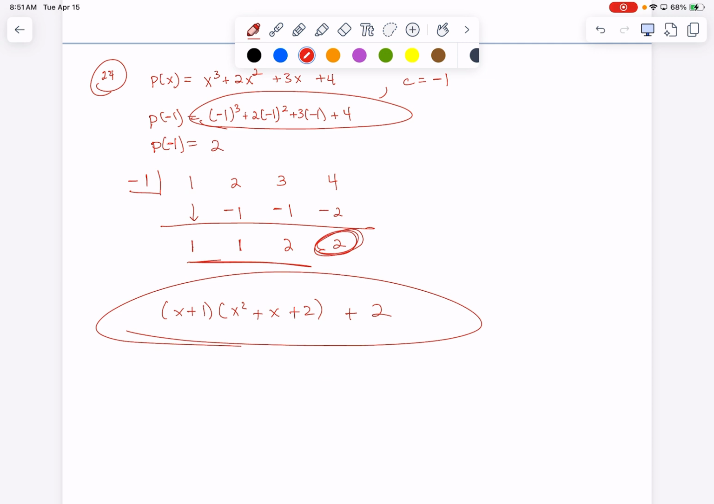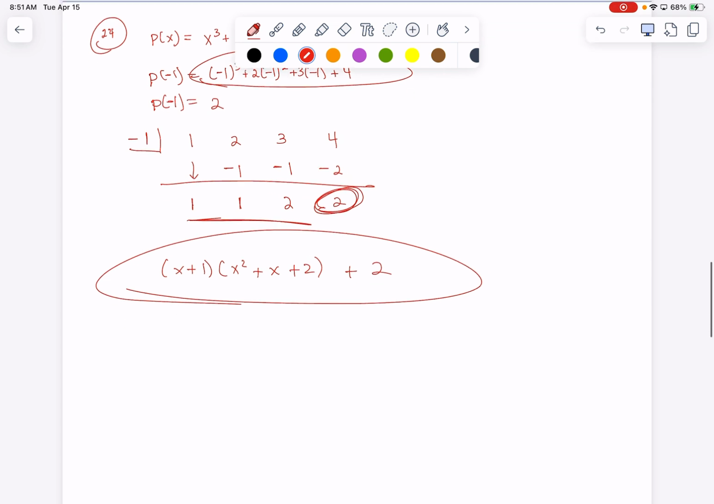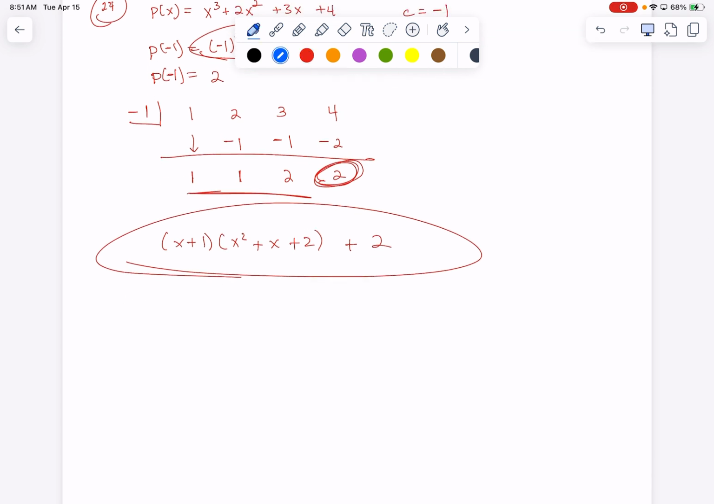21 through 29, can somebody do one that worked in the answer key that you actually had to take further? I'm pretty sure 25 did work. Let's do 25. Here we go. We've got P of x is equal to 3x to the third minus 6x squared plus 4x minus 8.